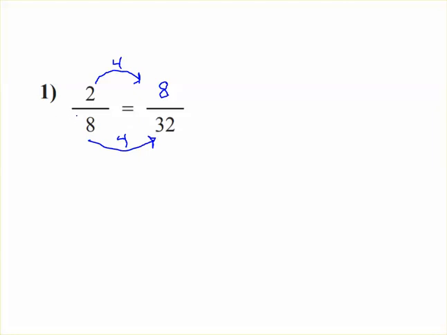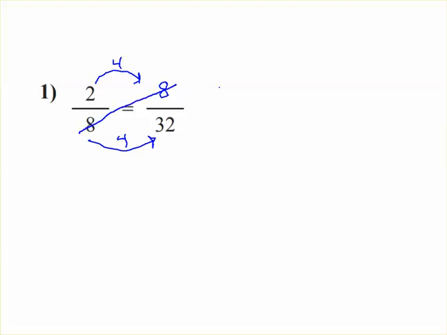They're the exact same thing. This one has 8 pieces to it, and this one has 32 pieces, right? Only 2 of those 8 pieces are here, and only 8 of those 32 pieces are here, but they're the same amount. Now we can always check to see if we have equivalent fractions by doing something called cross multiplying.